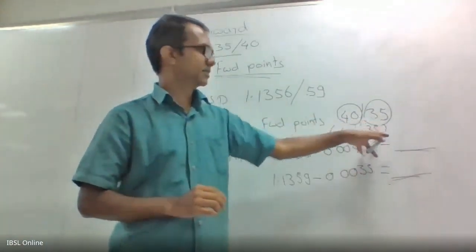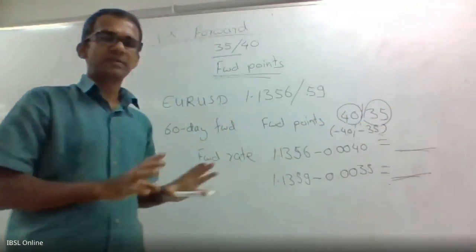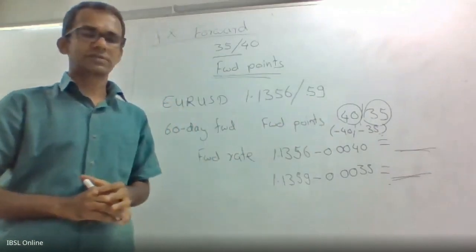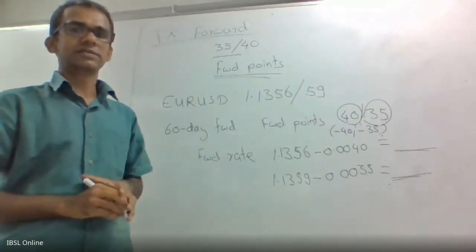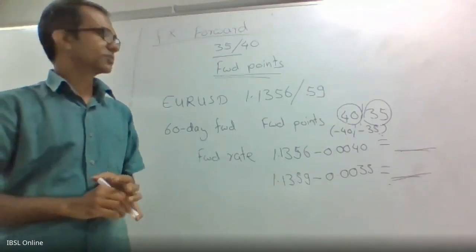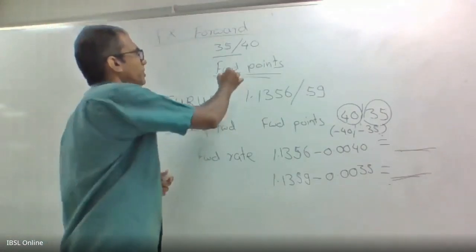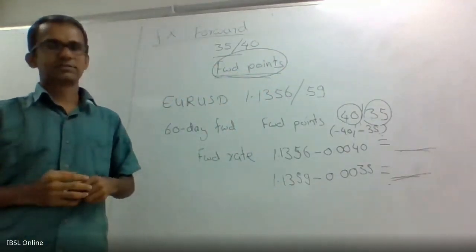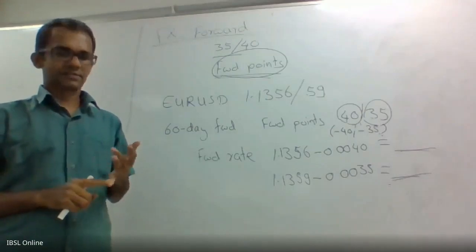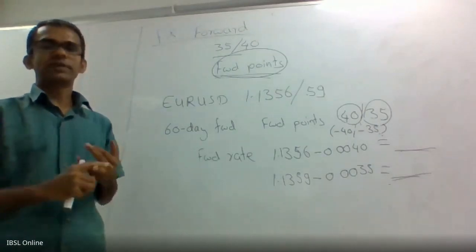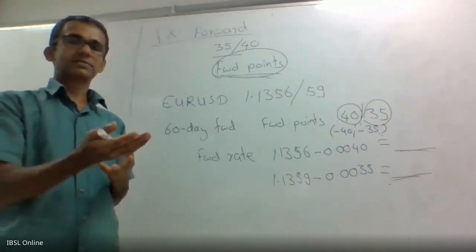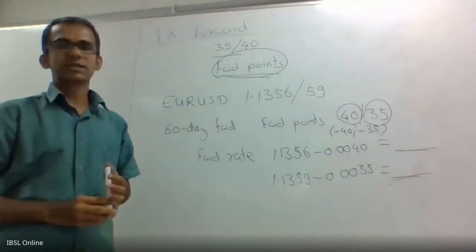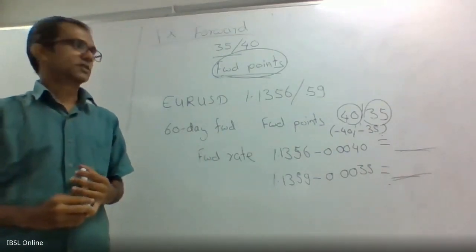And this will tell you the relationship between interest rates as well. Base currency interest rate is higher than the counter currency interest rate. So just by looking at forward points, you can tell many things: about interest rates, about the forward rate, whether it will be higher than the spot rate, and whether the base currency is at a premium or a discount.